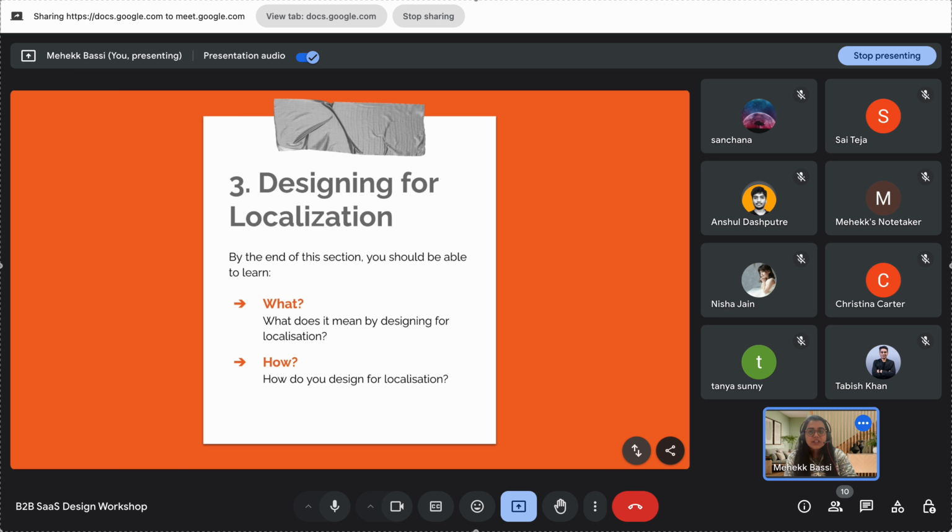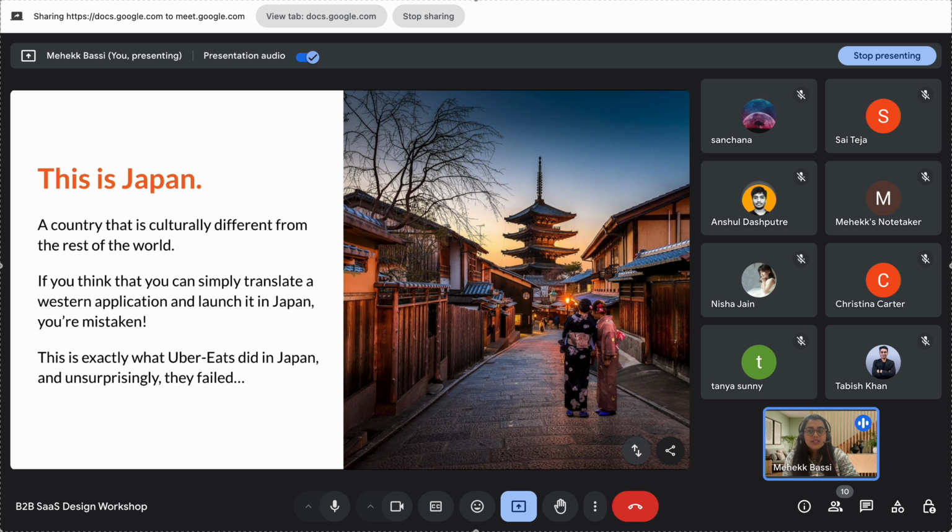And now the last section is designing for localization. So here you should be able to learn what it means to design for localization and how you actually do it. This is Japan, a country that is culturally different from the rest of the world. If you think you can simply translate a Western application and launch it in Japan, you are wrong. This is exactly what Uber Eats did, and of course, they failed.